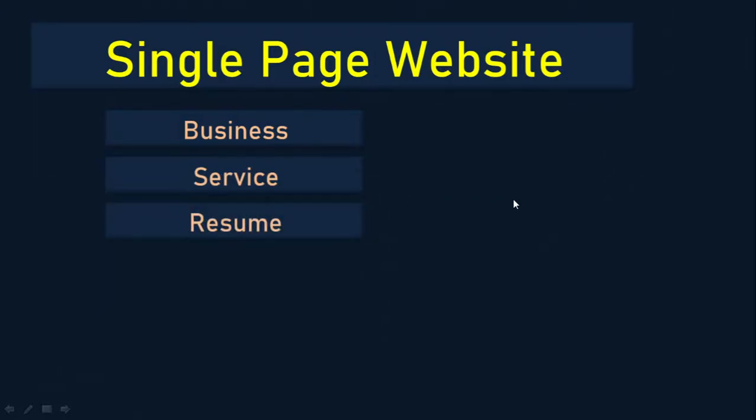Now let's talk about single page websites. For whom is it useful? It's useful for business people who want to make a website. You can always do your own website yourself, and I'll show you how to do this step by step. If you're providing a service, you can make a website about your service. If you're a student looking for a job, you can make a single page resume and publish it online, so you can refer that page to the clients or companies where you're looking for a job.